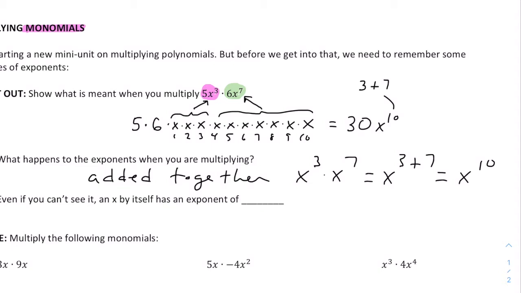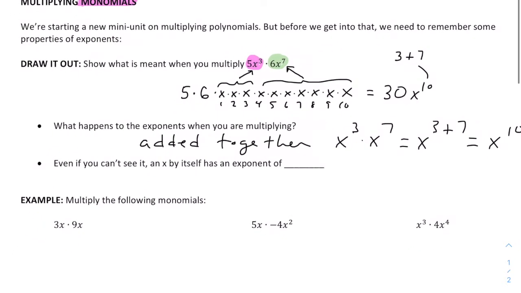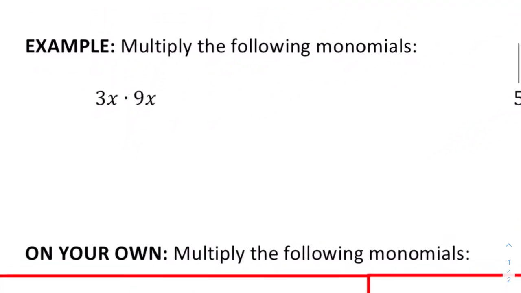You add them together. All right, one random thought here is, even if you can't see it, an x by itself has an exponent of 1. If I have an x here all by itself, one thing that people forget is that there actually is an exponent there, and the exponent is a 1. So when we're multiplying, we have to remember to add that 1 to whatever other numbers we have, okay? All right, so let's just go through these 3 examples here, and hopefully once I start going through it, you'll start to get it.